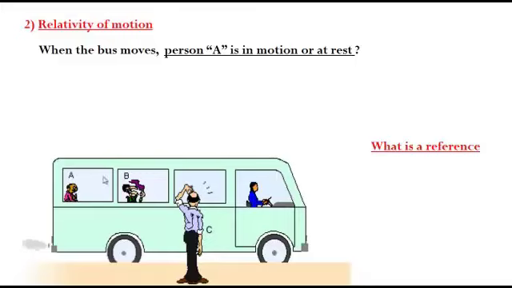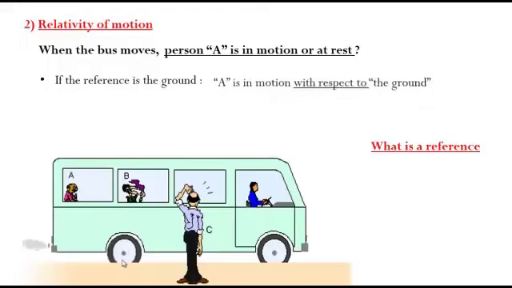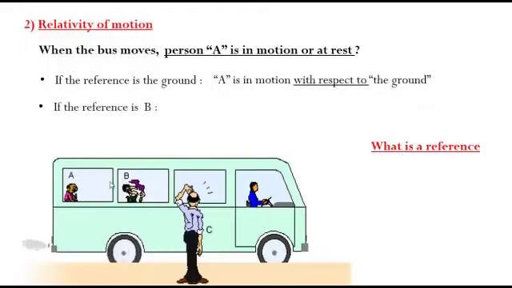If we want to ask about person A, is A in motion or at rest? First, if the reference is the ground, we note that the bus is moving. This means A, with respect to the ground, is in motion. Now, what if the reference is B? A and B are two persons sitting in the bus. So A with respect to B is sitting and not moving. This means A with respect to B is at rest and not in motion.